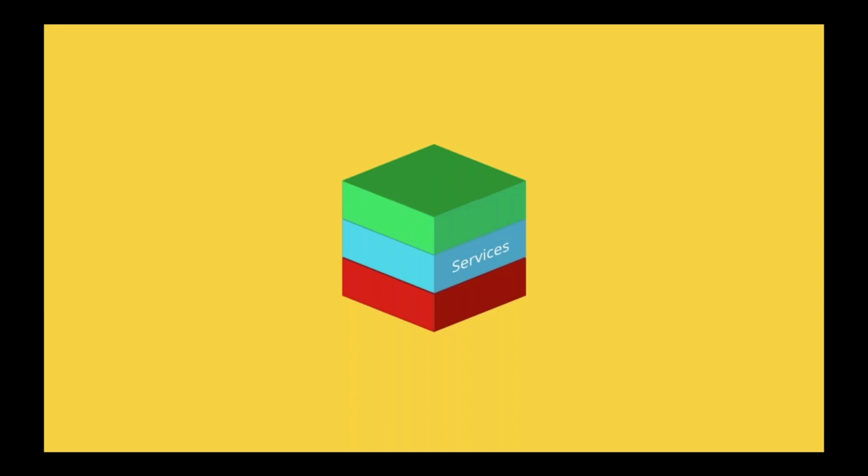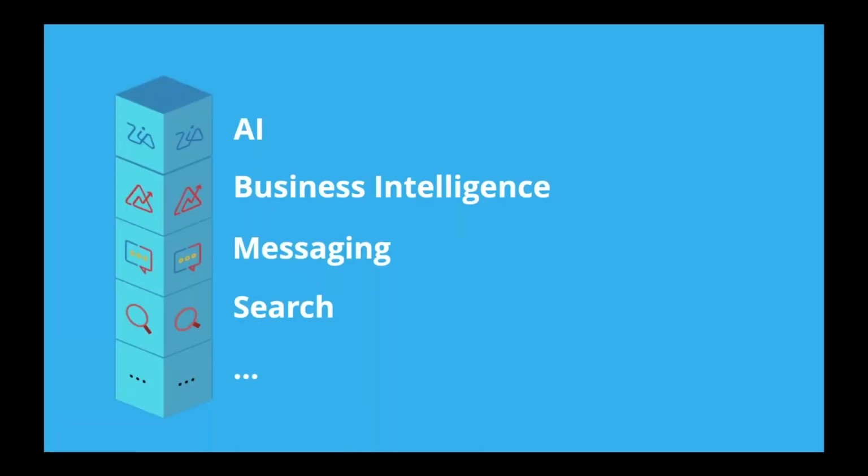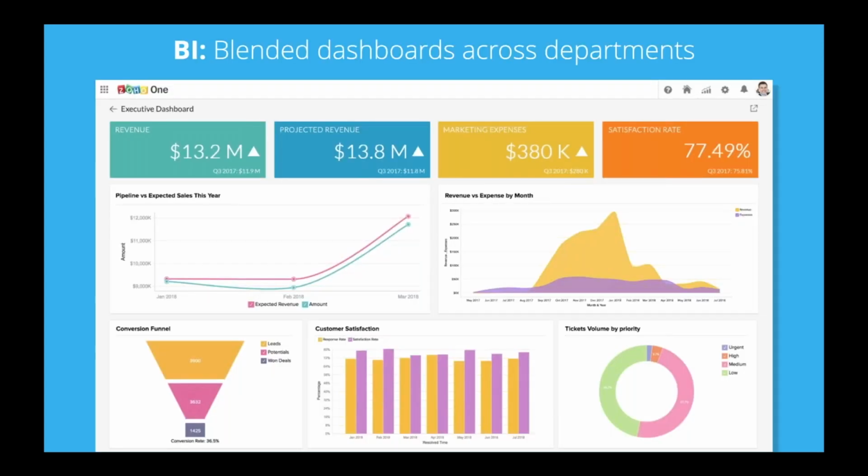So the second layer is the services. This is where you can really start to see what we mean by the idea of Zoho One as an operating system. Besides all these different applications, we have some services built into Zoho One that work across the board. A few examples are artificial intelligence. You may have heard about Zia, which is our Zoho Intelligent Assistant. We have business intelligence, so Zoho Analytics is built in across the Zoho One operating system.